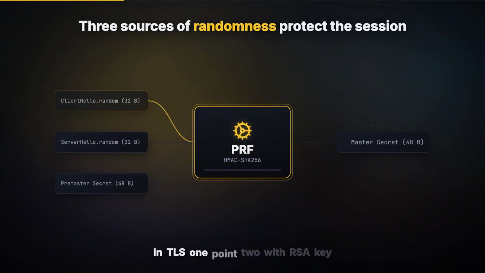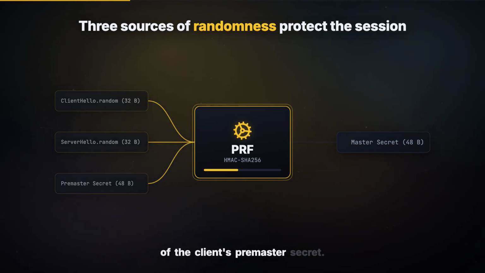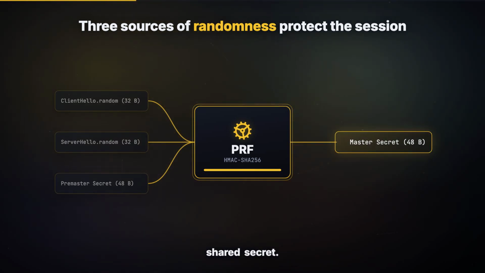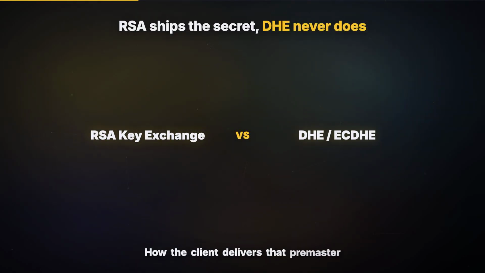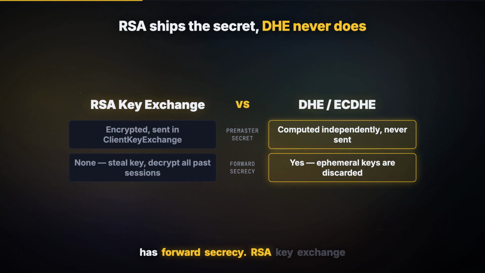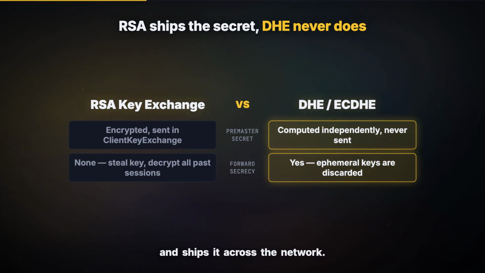In TLS 1.2 with RSA key exchange, the freshness of the master secret depends crucially on the freshness of the client's premaster secret. All three random values feed into the key derivation function to produce the final shared secret. How the client delivers that premaster secret determines whether this connection has forward secrecy. RSA key exchange encrypts it with the server's public key and ships it across the network.